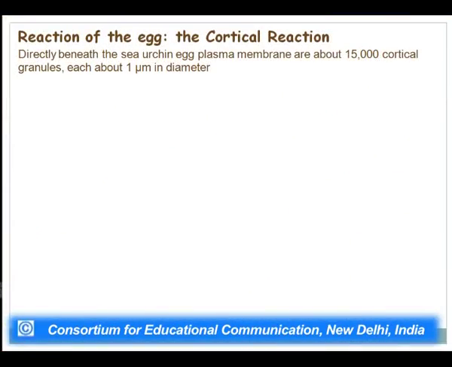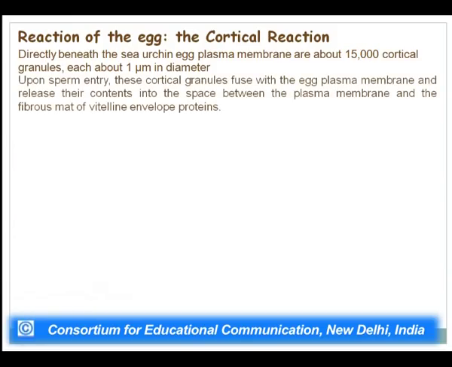Now, we will look at how it happens from the egg side, or the reaction of the egg, which primarily involves the cortical reaction. Directly beneath the sea urchin egg plasma membrane, there are about 15,000 cortical granules, each about 1 micrometer in diameter. Upon the sperm entry, we have already seen these cortical granules are similar to what the acrosomal vesicle of the sperm was.